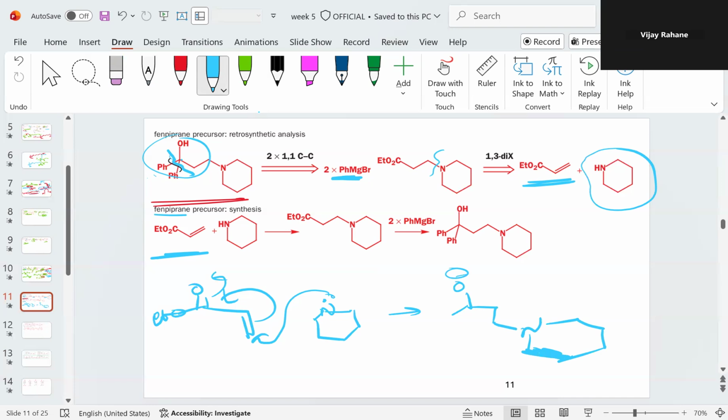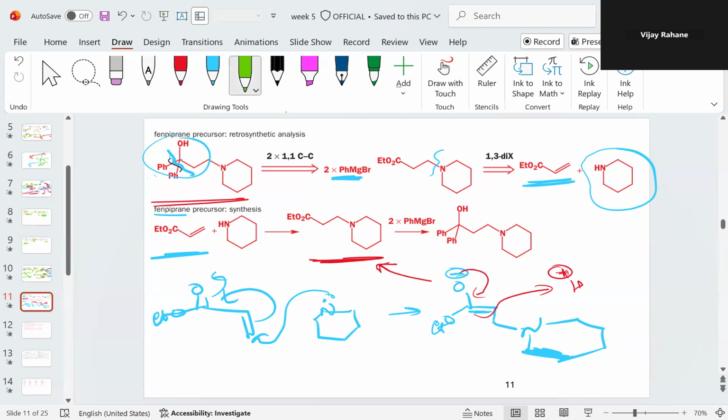So O negative, right? And the double bond goes here. In the next step, obviously it will abstract the proton from the solvent. It gives this product, right? So this product we get.